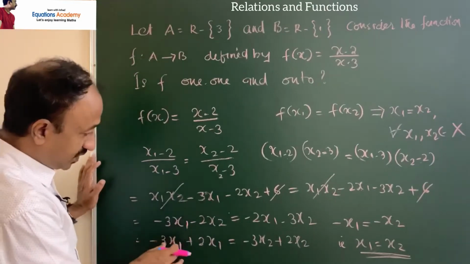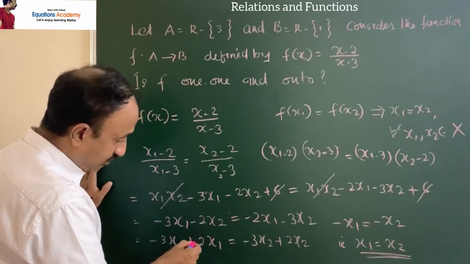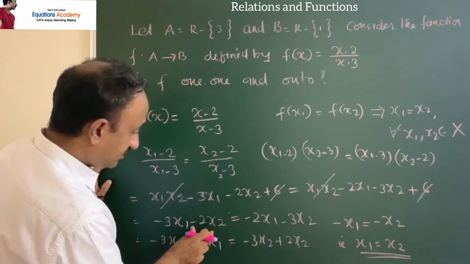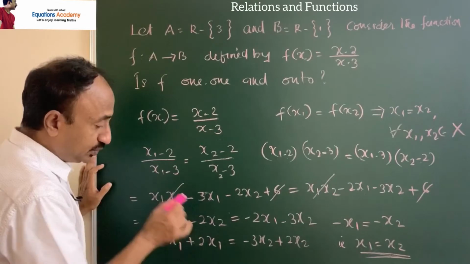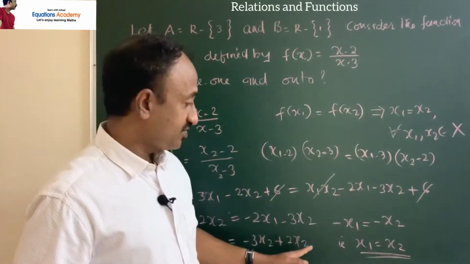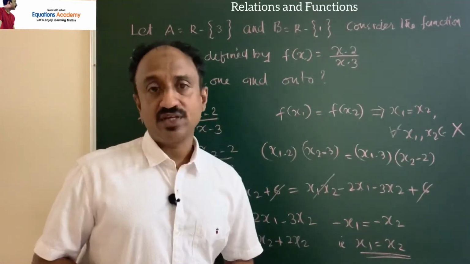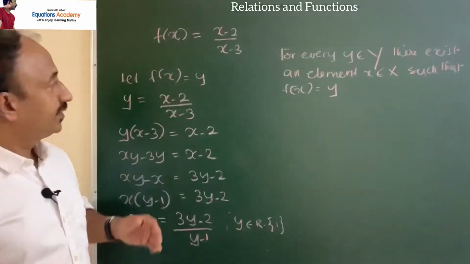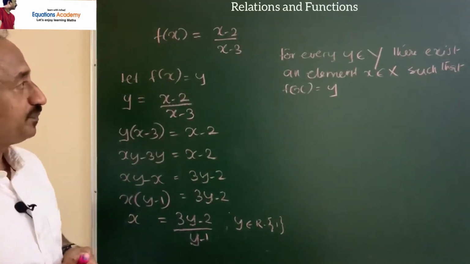So minus 3x1, get the x1 term here. So minus 3x1 plus 2x1 is equal to, here minus 3x2 plus this minus 2x2 become plus 2x2. Minus 3x1 plus 2x1 is minus x1, and right side minus 3x2 plus 2x2 is minus x2. Minus x1 equal to minus x2. So we get x1 equal to x2. So the given function is one-one. F of x equal to (x minus 2) divided by (x minus 3).